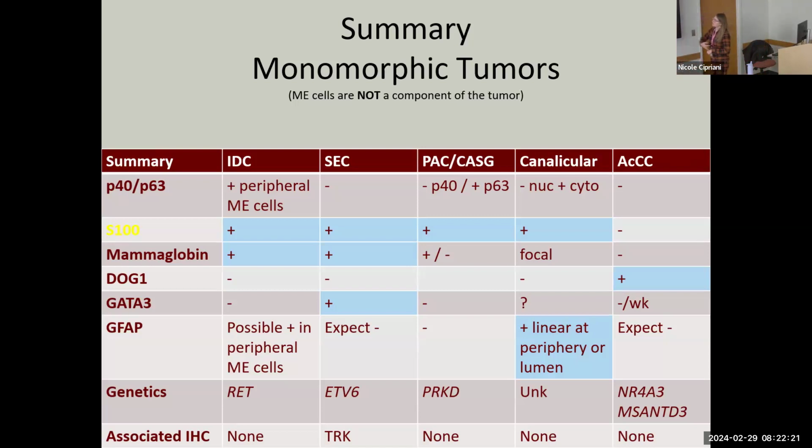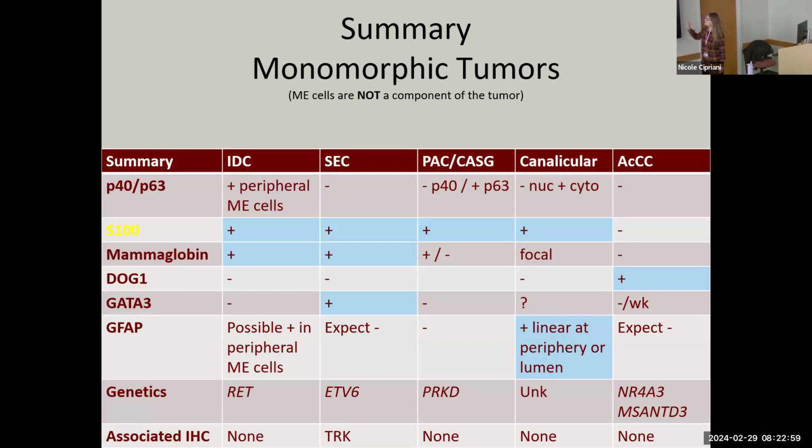So we talked about secretory having S100 and mammoglobin. We talked about polymorphous or cribriform having S100, but not so much mammoglobin. I think I had canalicular adenoma in here, but this is the one on the upper lip of elderly females. Also S100 positive. Intraductal, S100 and mammoglobin, but bounded by that peripheral myoepithelial cell layer. And the only one that's not S100 positive is acinic.